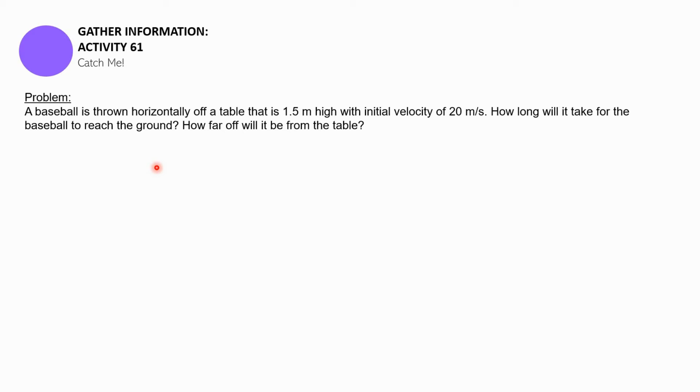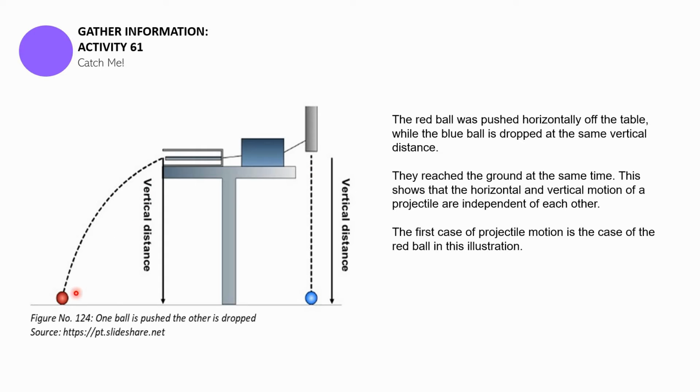Okay, so for this example, a baseball is thrown horizontally off the table that is 1.5 meters high with initial velocity of 20 meters per second. How long will it take for the baseball to reach the ground? How far off will it be from the table? Okay, so tinatanong niya is yung time at saka kung gaano daw kalayo yung landing spot ng baseball from the table. So tinatanong niya yung time at saka itong distance na to. Okay, so gaano kalayo yung bola, yung landing spot ng bola mula dun sa point ng table, okay, kung saan siya nakatapat kanina.